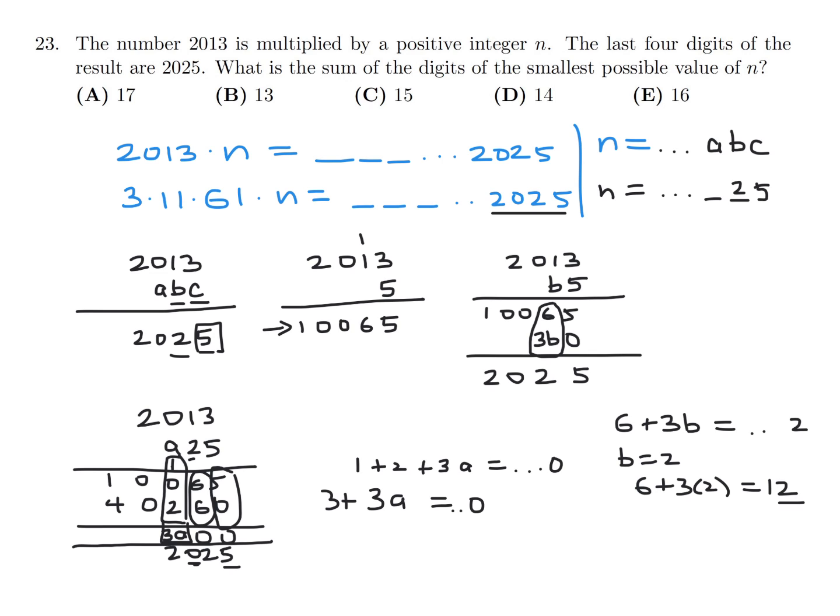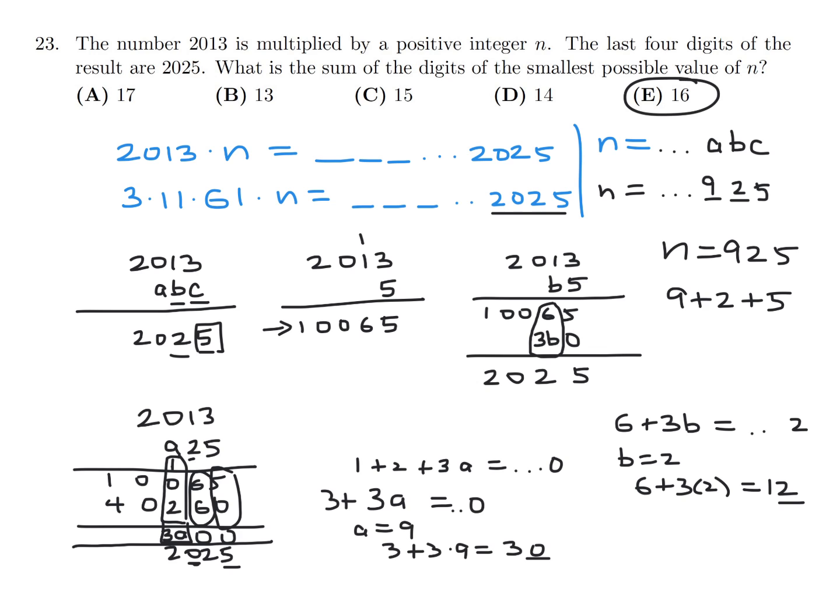Okay, so what would a equal? A is a digit, right? So if a, for example, equaled 9, that would be 27 plus 3, that'd be 30. So that will work. When a is 9, it'll be 3 plus 3 times 9, which is 30. And there we go. So therefore a is 9. And that means that was our n. So n is 925. And they want the sum of the digits. Oh, okay, so 9 plus 2 plus 5, and that is a 16. So the answer is E.